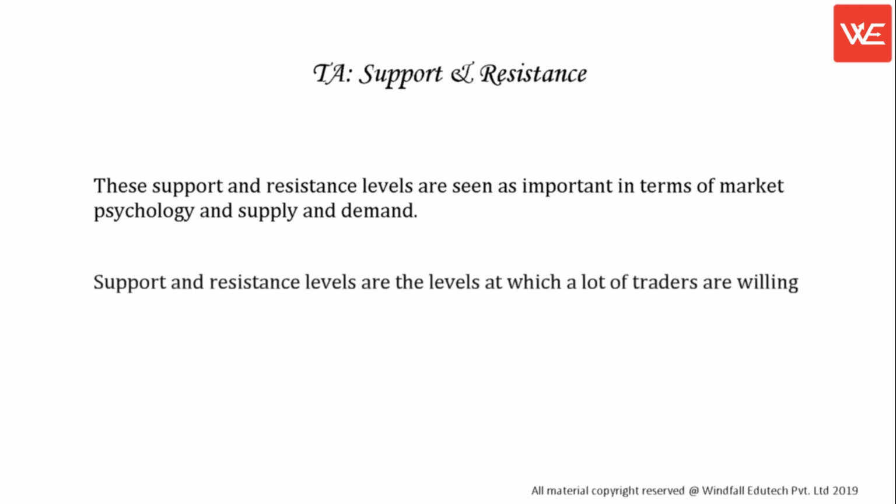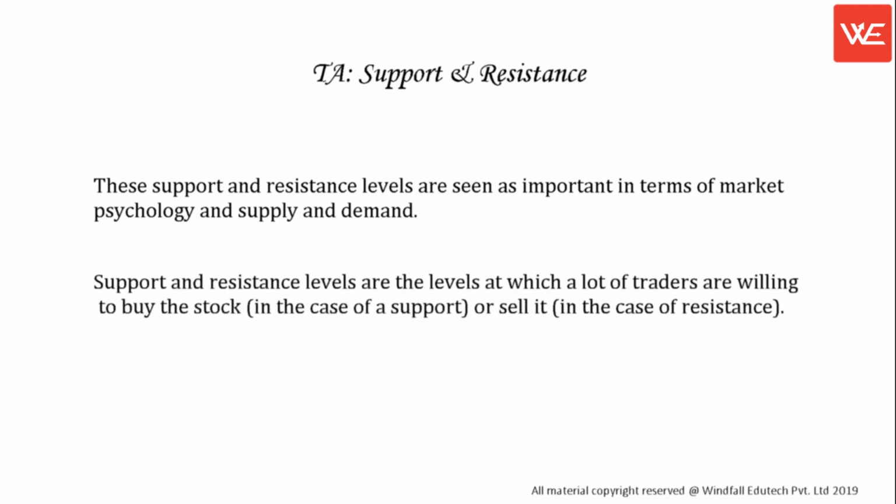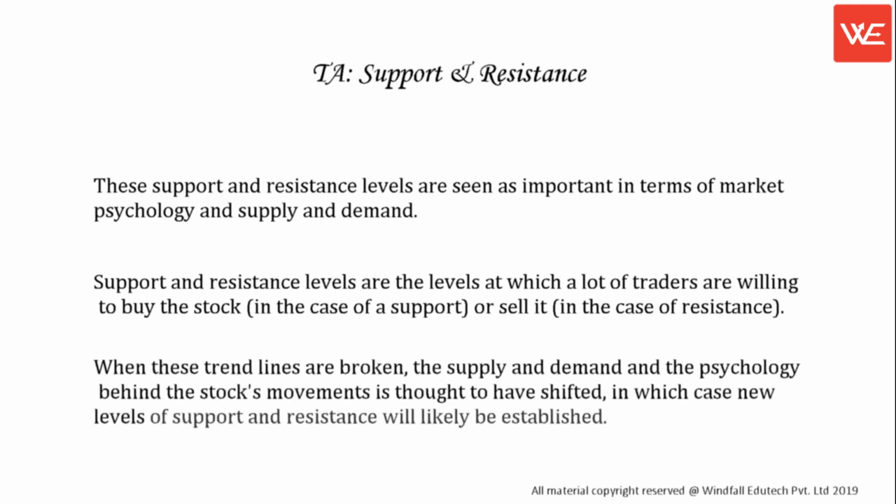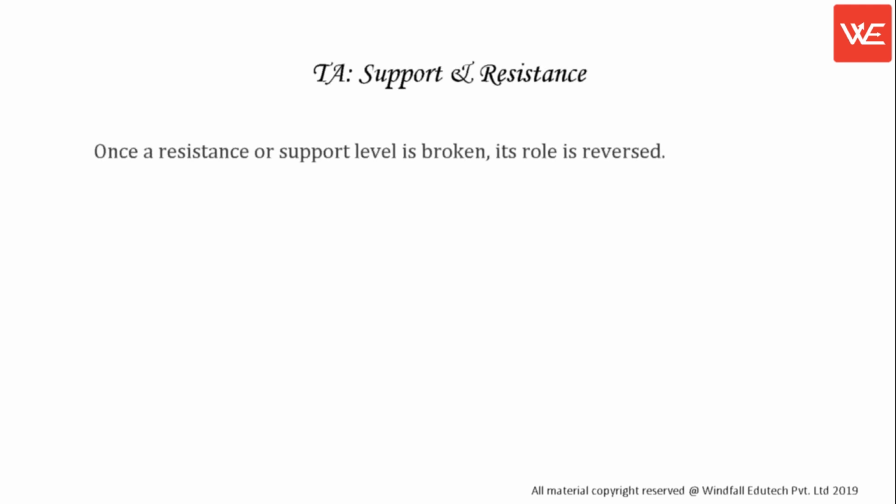Support and resistance levels are the levels at which a lot of traders are willing to buy the stock in the case of a support, or sell it in the case of resistance. When these trend lines are broken, the supply and demand and the psychology behind the stock's movements is thought to have shifted. Once a resistance or support level is broken, its role is reversed.